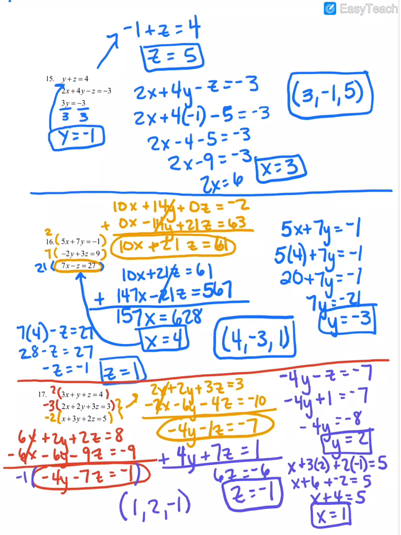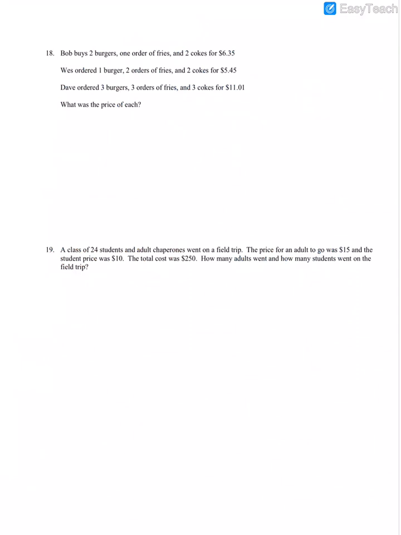Alright, last page. Bob buys 2 burgers, 1 order of fries, and 2 Cokes for $6.35. Wes orders 1 burger, 2 fries, 2 Cokes for $5.45. Dave orders 3 burgers, 3 fries, and 3 Cokes for $11.01. What's the price of each?